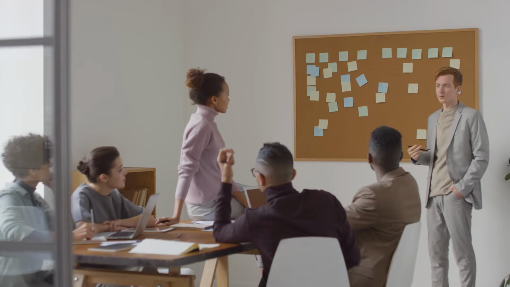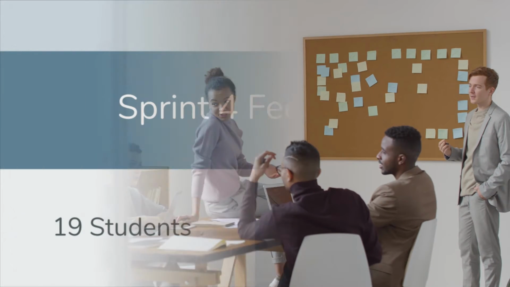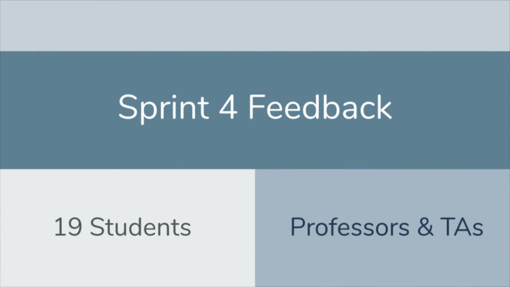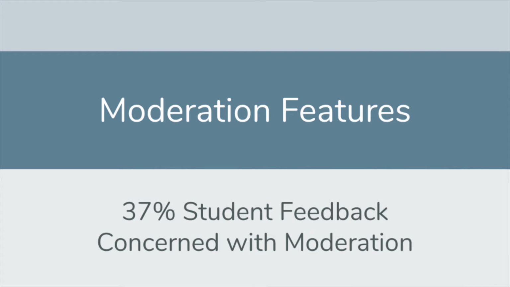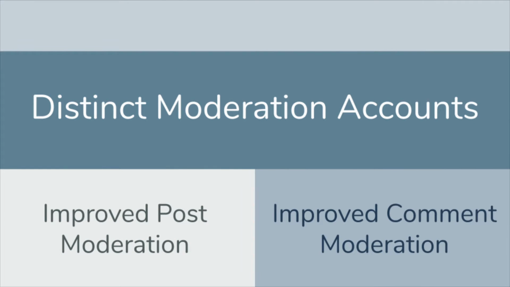In Sprint 4, our team presented our Georgia Tech Mental Health app MVP, and we received feedback on our MVP from both students and instructors. Overall, our team received feedback from 19 students. After reading the feedback, we found that 7 out of 19, or 37% of students, were concerned with the application's moderation functionalities. As a result, one of our team's user stories for Sprint 5 focused on adding additional moderation features.